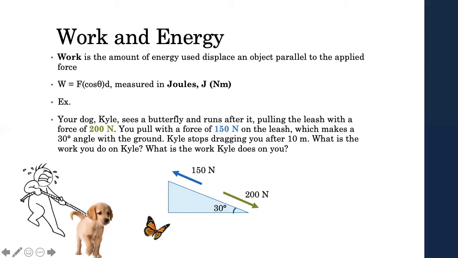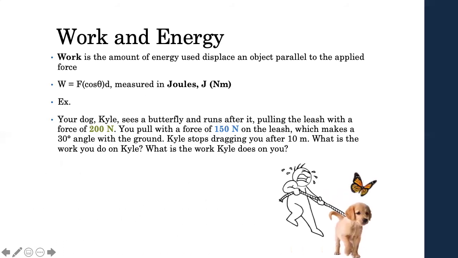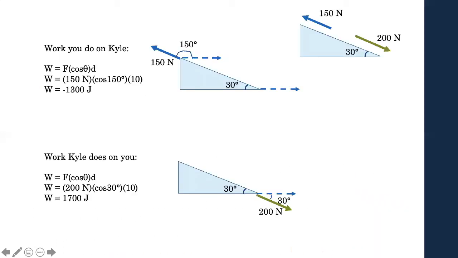Absolutely. And you know that because? Perfect. Kyle is pulling you in the direction that the force is applied. You're applying force in the opposite direction of the net movement. Therefore, you are doing negative work on your dog. So we'll look at them separately. Here are two little graphics that might make it a bit easier to understand. So the work you do on Kyle, you're pulling with 150 newtons.